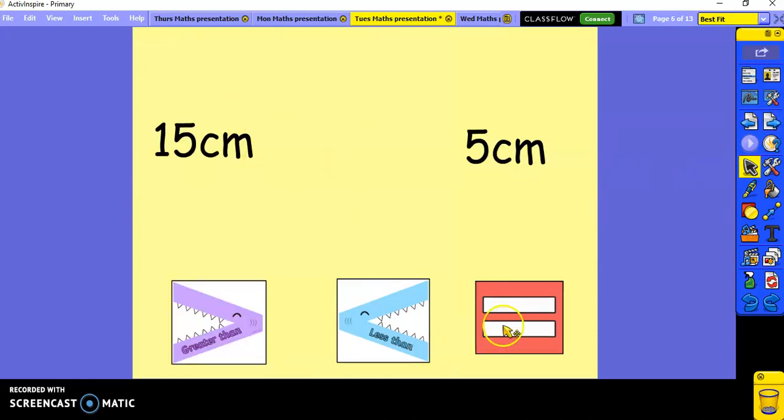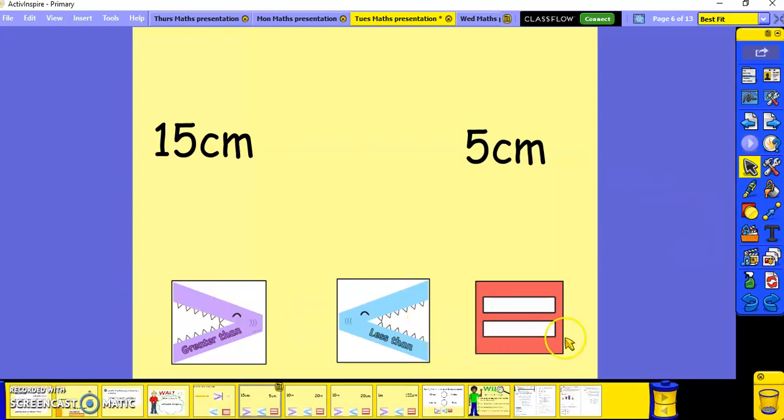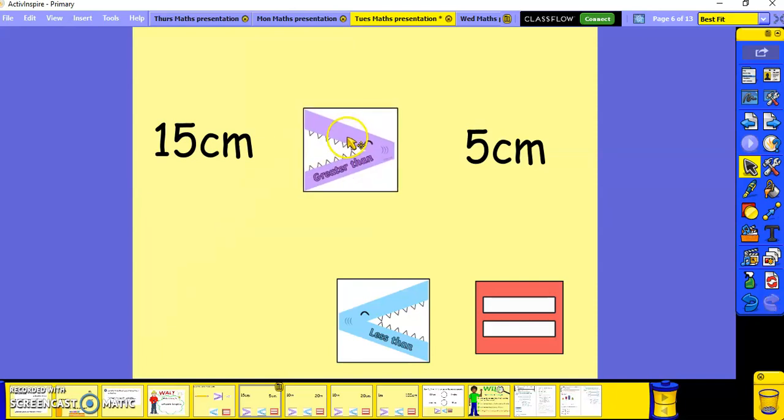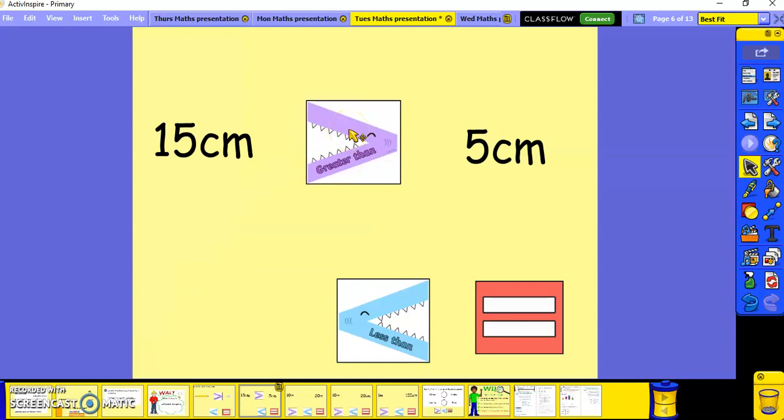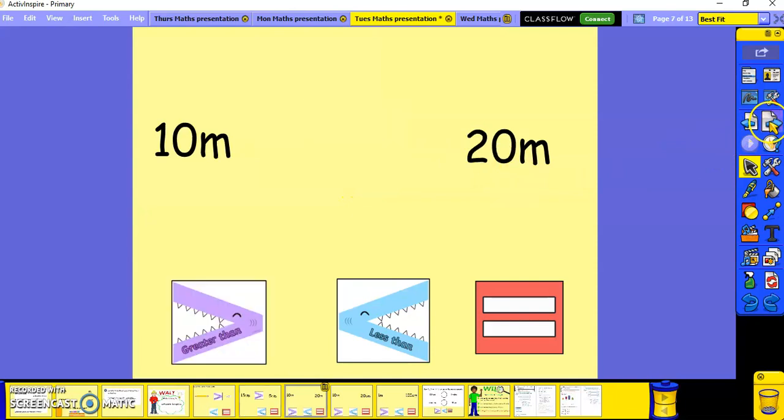So let's have a look at some measurements today. I've got 15 centimetres and 5 centimetres. Which sign would I need in between those two lengths to make it true? So pause the video and have a look. Okay, again, well done. It is greater than. 15 centimetres is greater than 5 centimetres.